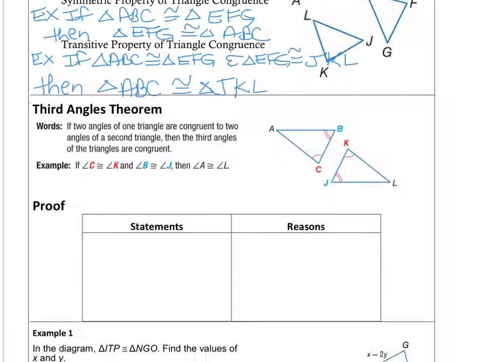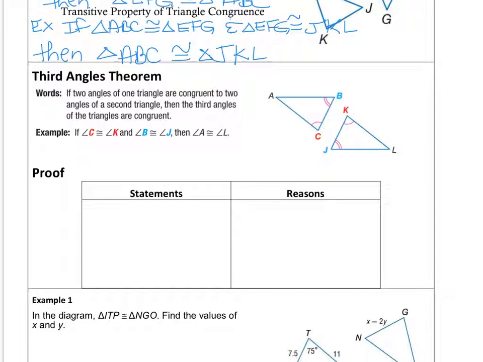Okay, great. We are going to be using a theorem called the third angles theorem quite a bit going forward in some of our proofs. So let's take a look at what it's all about. Basically, in words, it says if two angles of one triangle are congruent to two angles of another triangle, then the third angle pair must also be congruent.